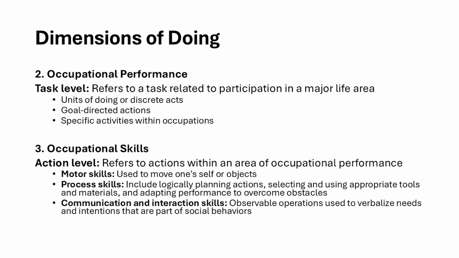Then, one level down, you have occupational performance. Which is more like specific tasks. Right. Discrete acts or units of doing, like making a cup of tea, writing an email, driving to the store. These are the tasks within those broader participation areas. Okay. And the base level. Occupational skills. These are the smallest observable actions used during occupational performance. MOHO groups them into motor skills, process skills, and communication interaction skills.